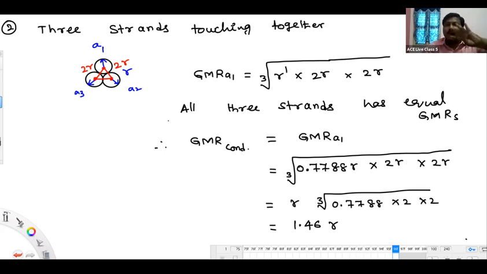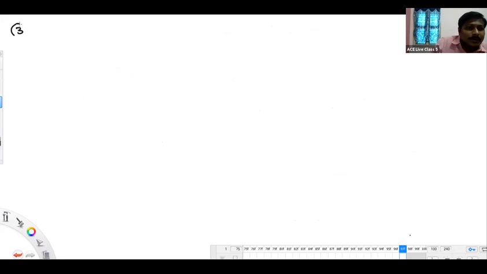Next, 4 strands. I will give the diagram in the next case. Not a problem. I will be keeping 4 strands, simply 4 strands not touching together. Just follow the diagram that I'm giving. 4 strands simply, which may not be touching together.